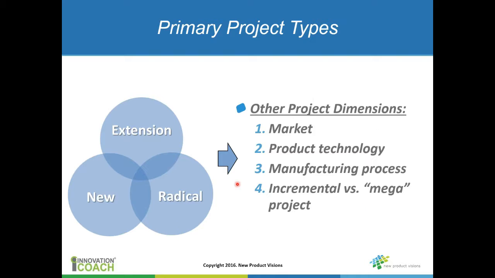Now you can get more complicated. There are other dimensions that can make it more complicated, but these are basically the three types of products that you're more than likely working on. In most companies, maybe 80% of the new product development are product extensions, and there's nothing wrong with that. But you should have some resources going to both radical and new type of developments.